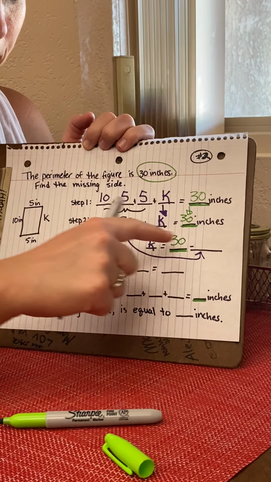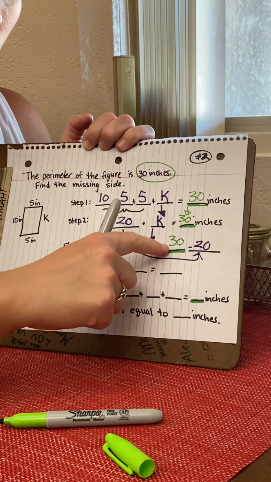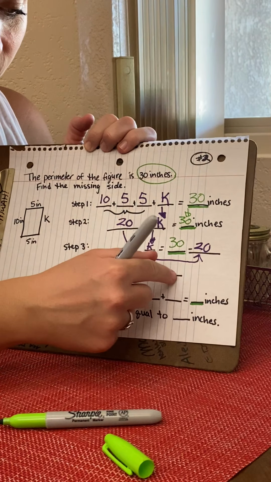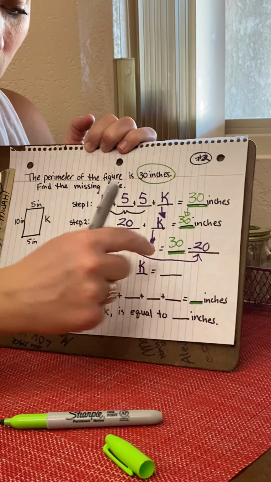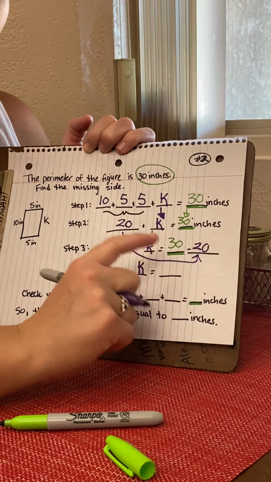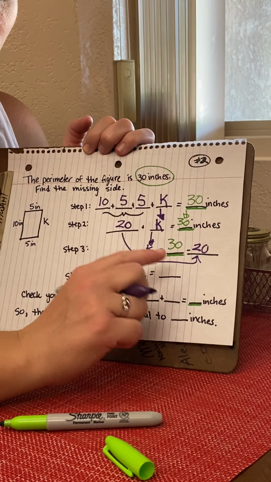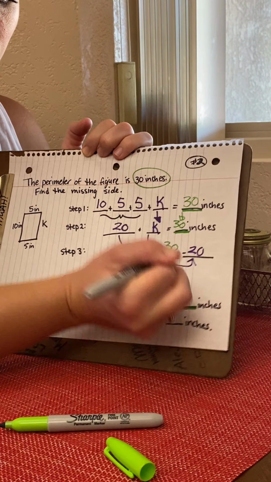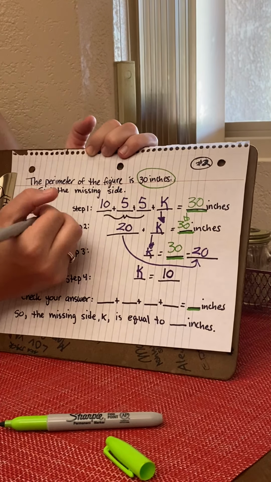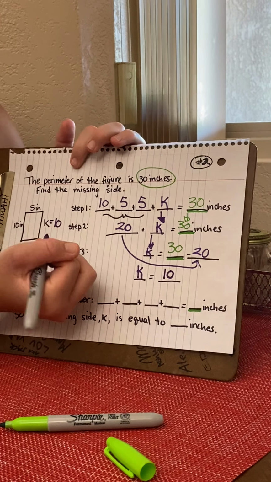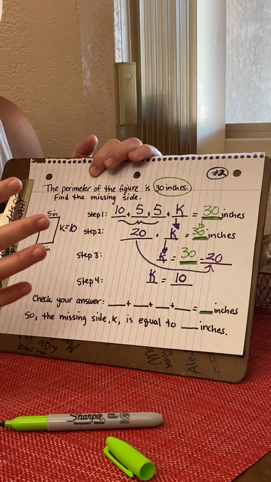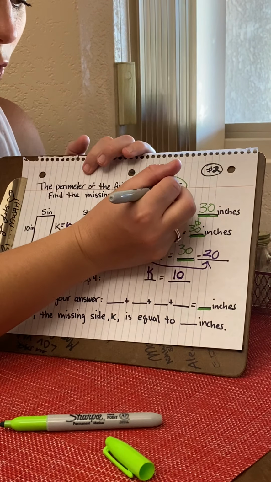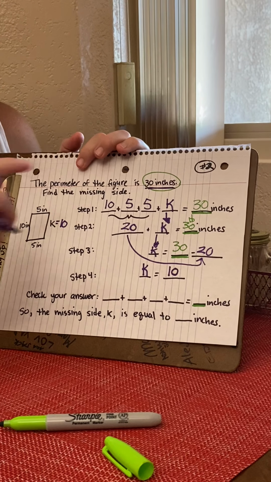So I take my 30 minus my 20. So my total minus the number that I do know so far. And whatever that answer is still going to be my answer to K. So pause your video if you need to figure this out first. 30 minus 20 is 10. So I'm going to come back here and I'm going to write K equals 10. Now that I know all 4 sides, I'm going to go back and double check and make sure that the answer I found is the total that they told me in the original statement.